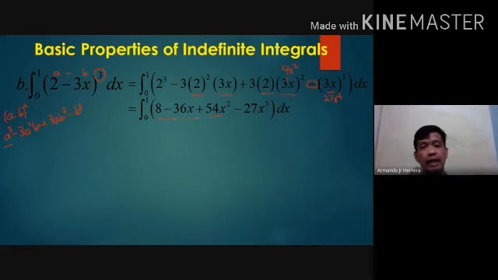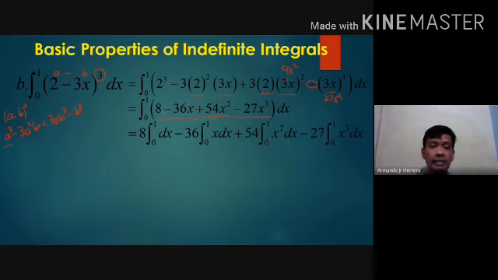Now, i-apply na natin yung rule number 3 or rule number 4 first. Paghihiwa-hiwalayin muna natin siya. 8 is a constant, so that is 8 integral of dx. 36 is a constant and must be put outside, integral from 0 to 1 of x dx. 54 is also a constant and must be put outside, integral of x squared dx from 0 to 1. Minus 27 integral of x cubed from 0 to 1. So applying the properties, using the power formula since x has an exponent of 1.